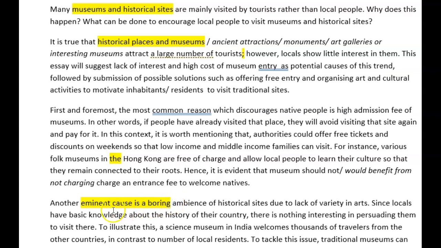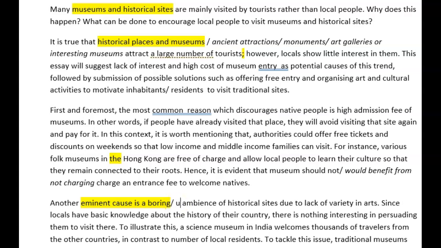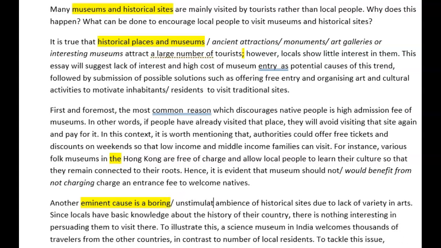"Another eminent cause." Ooh, eminent. We talk about eminent scientists, eminent doctors. We don't really talk about eminent causes. So that adjective, although it's a lovely adjective, doesn't go with that noun. Okay. "Another important cause" or relevant cause "is the boring." Yeah, boring is not academic enough. So unstimulating.